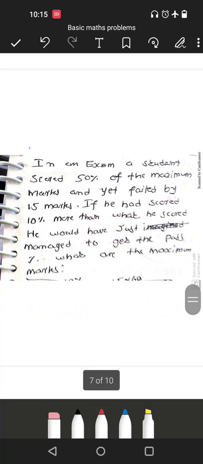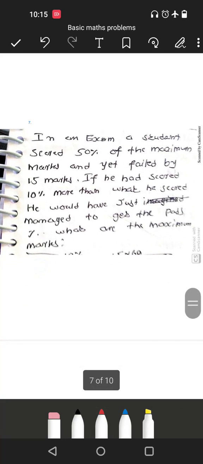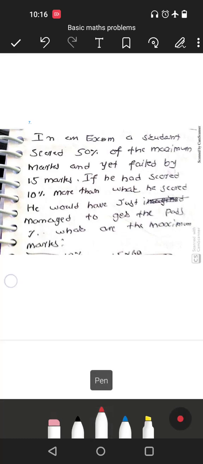Question number 7. This is a little bit tricky. In an exam, a student scored 50% of the maximum marks and failed by 15 marks. If he had scored 10% more than what he scored, he would have just managed to pass. What are the maximum marks they have asked? So how to solve this? Here I will follow the trick of x. So max marks I will consider as x.